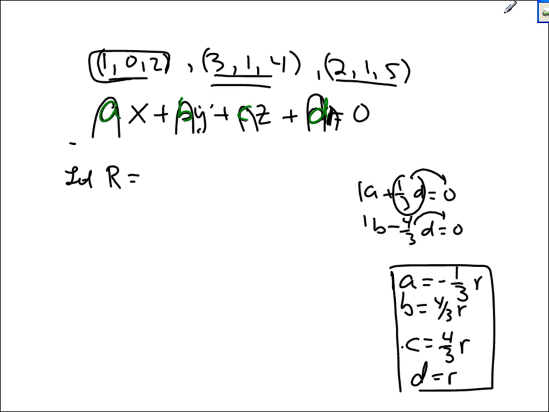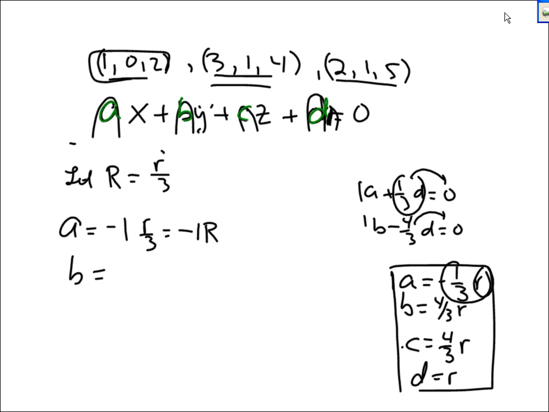Let r equal 3 times the old r. Or you know what? How about r over 3? So we know that a is negative a third r, which is really negative 1 times r over 3. So it's just negative 1 big R. I just let this r be 3.